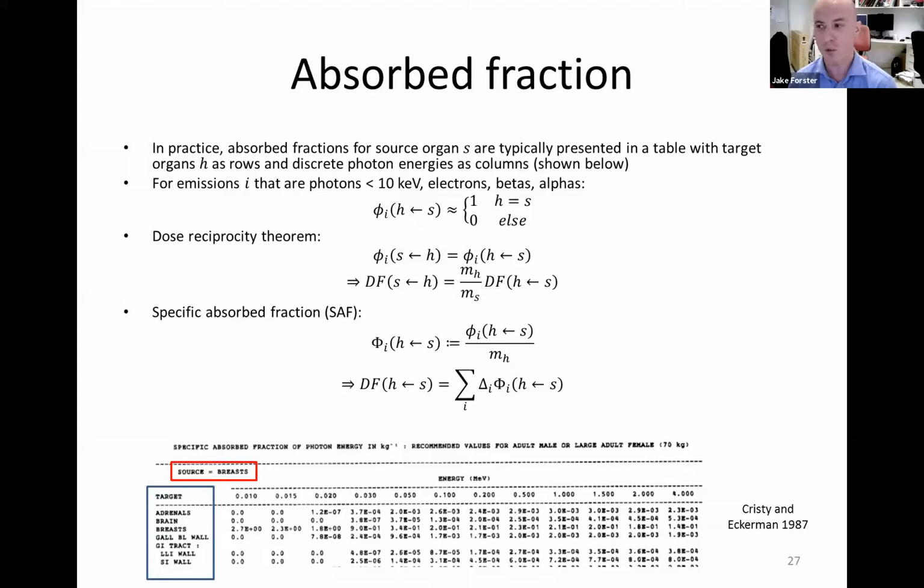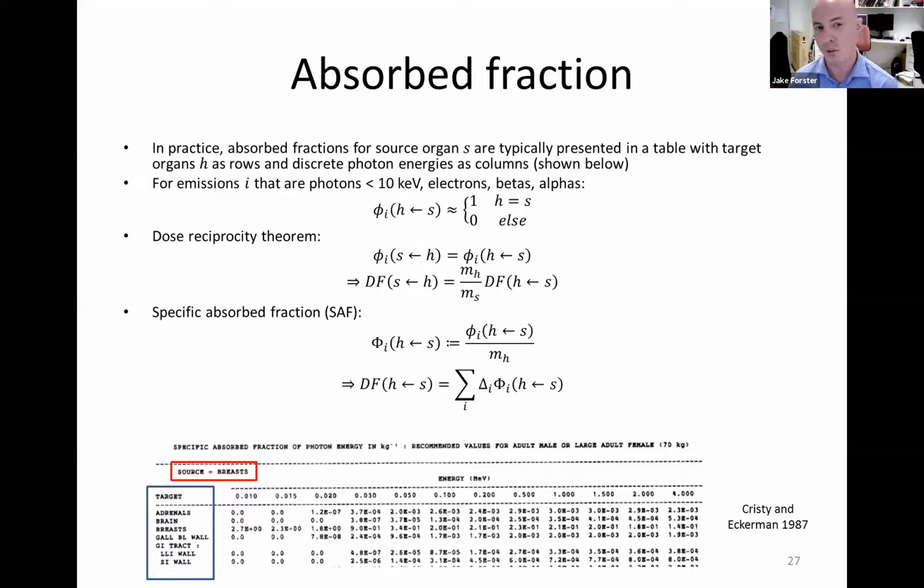In practice, these absorbed fractions for a given source organ S are typically presented in tables with target organs as rows, like shown below. And instead of doing it for each emission, at least in the old days, they gave it in terms of discrete photon energies and let you interpolate between them to get your gamma emissions.